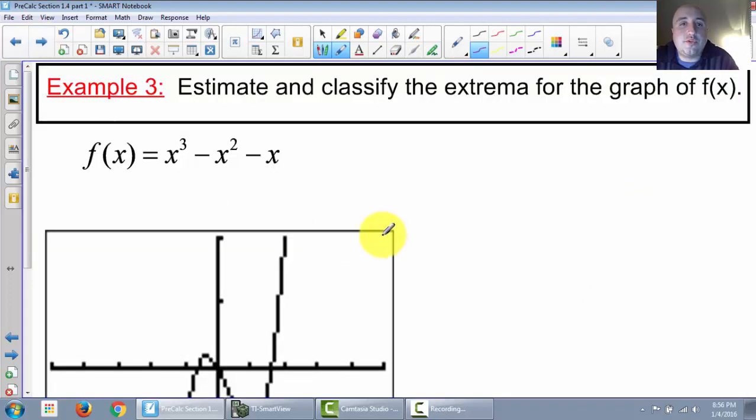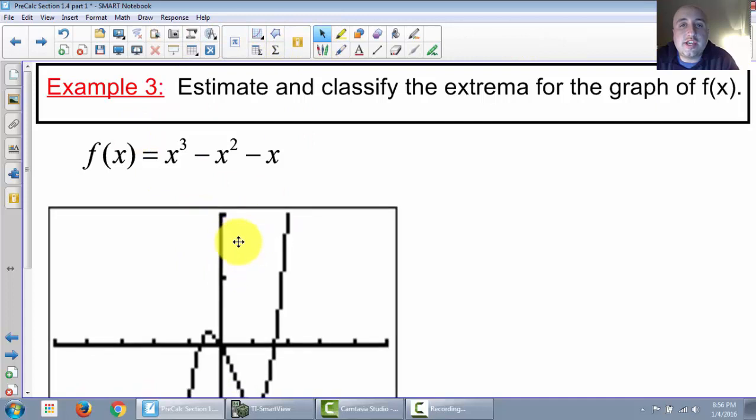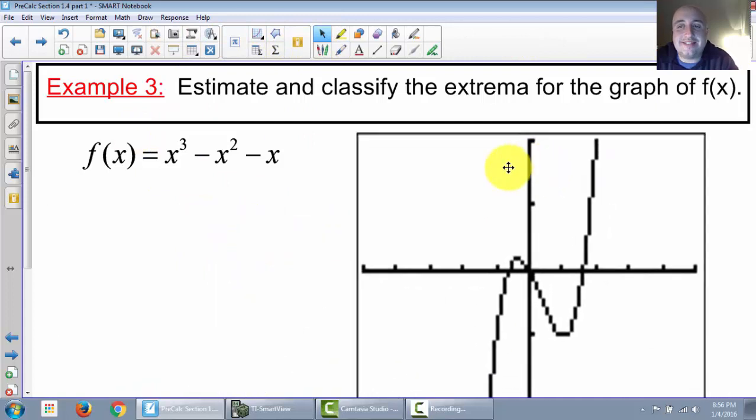All right, so example 3. Estimate and classify the extrema for the graph of f of x. So when we're just looking at a graph, we are really just estimating. Okay, so it wants to know the extrema. Okay, so let's do maximums first. Do we have any maximums? Okay, I see one right here. So let's estimate where that maximum is.